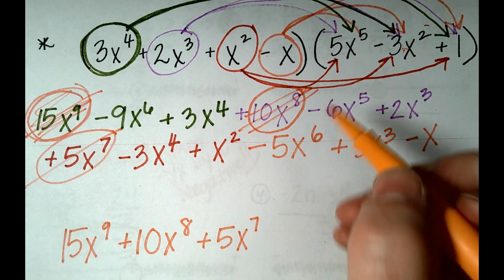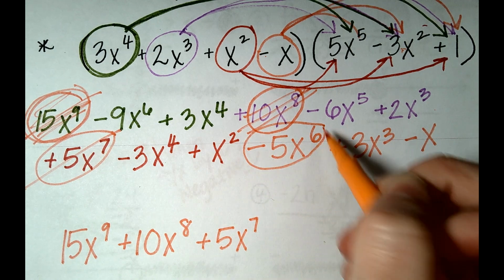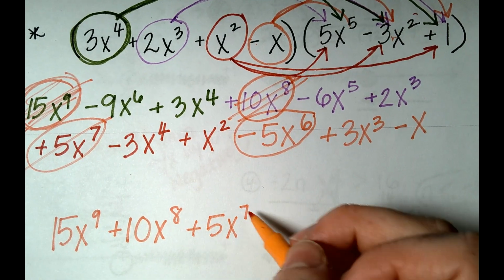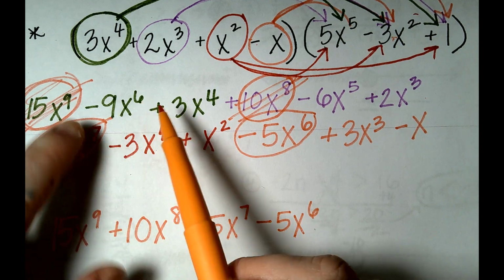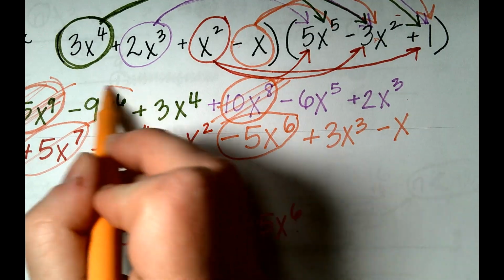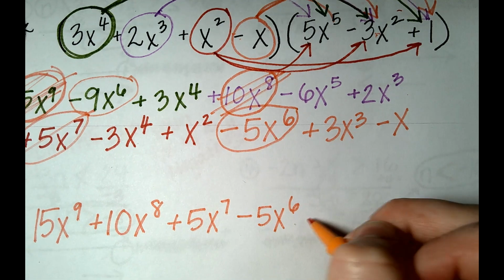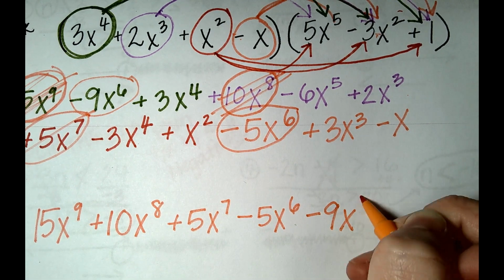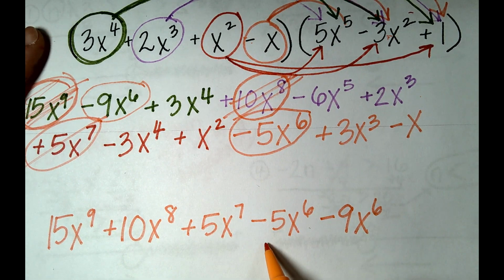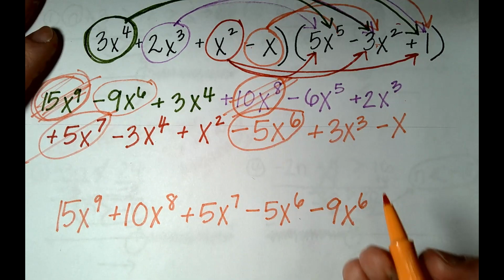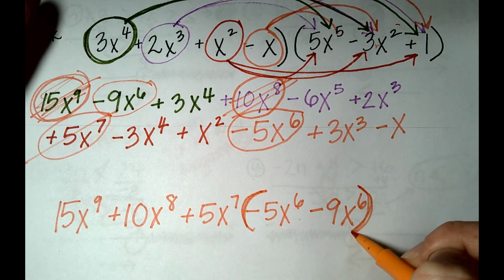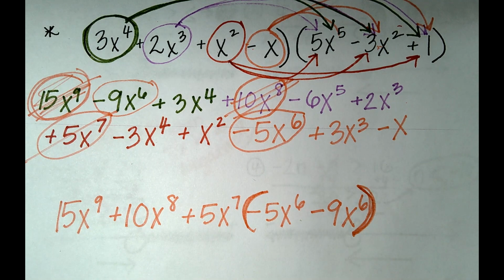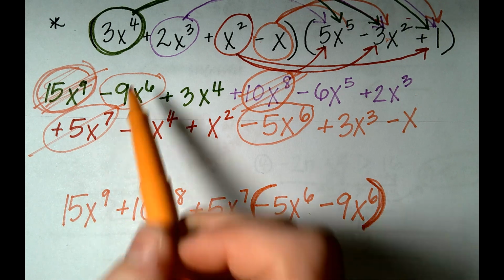Yes, there is. Right here. Negative 5x to the 6. There's also negative 9x to the 6. So let's put that down: negative 9x to the 6th. And I'm going to just put these in parentheses so I don't forget to combine them, because they're both 6s. Okay, so I'm done with my 6s.